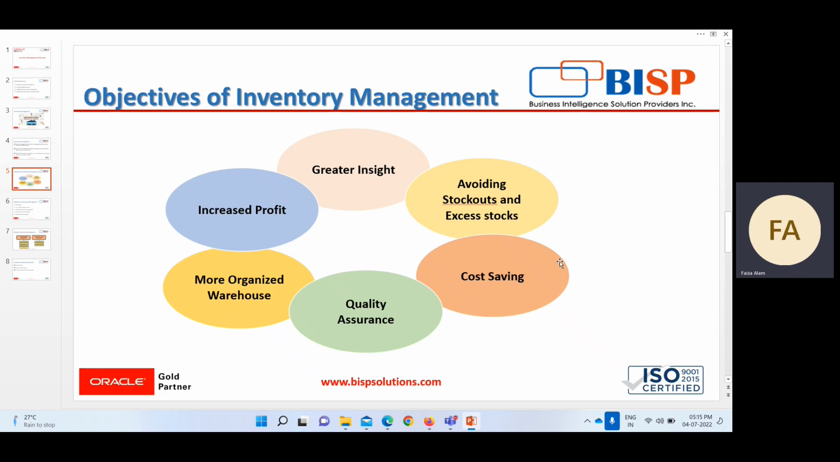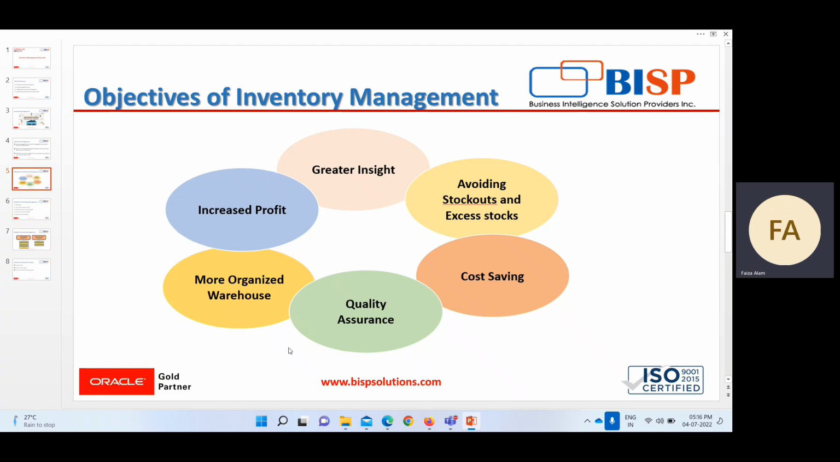Then we can achieve the objective of cost saving if the inventory is very well managed. So we can reduce the cost, like purchase cost and various other costs that are involved in the production process. After that, we can achieve the objective of quality assurance. If we are committing good quality to our customer, that should very well be checked before making delivery, before making the supply of it.